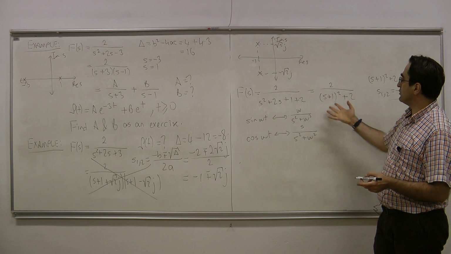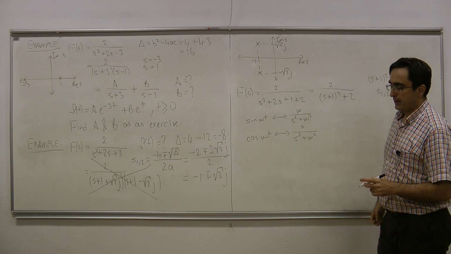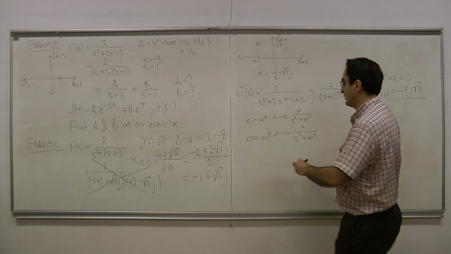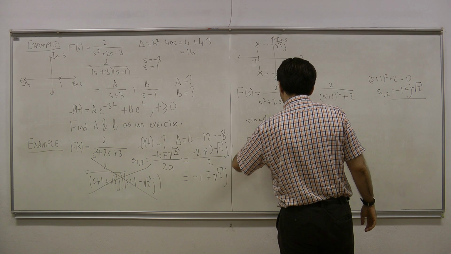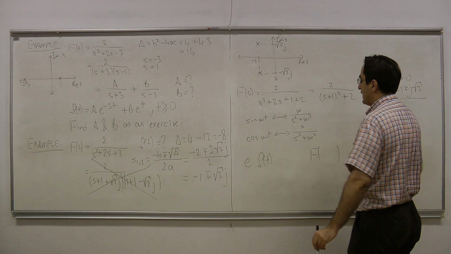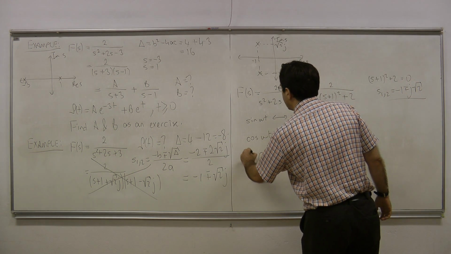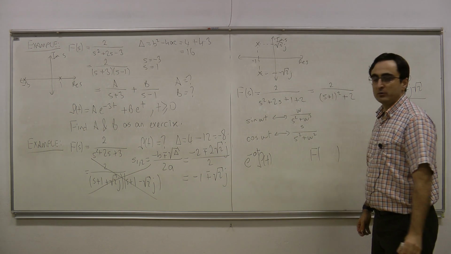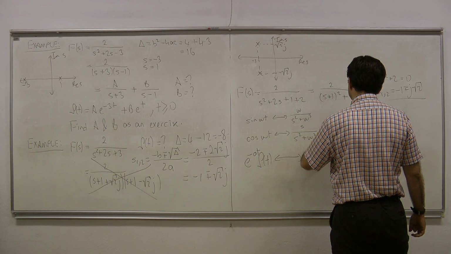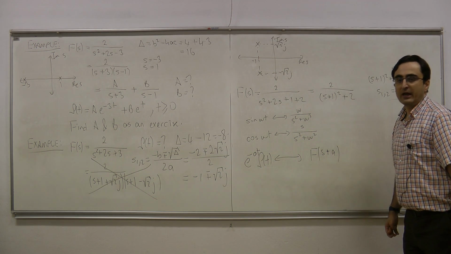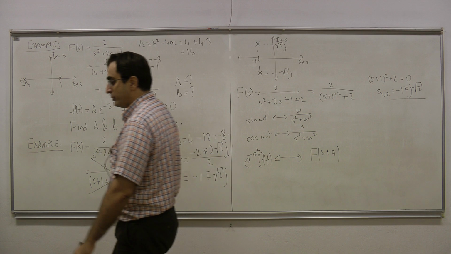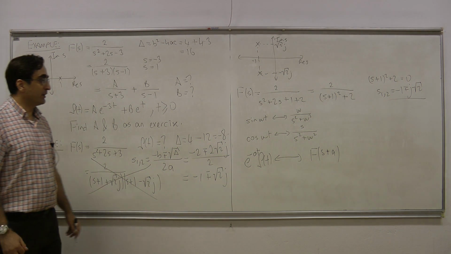So how do I handle such an s plus 1 term? In order to be able to handle that, I will remember one of the properties of the Laplace transformation. If you have a function f of t, and if it has a Laplace transformation F of s, when you multiply that function with e to the minus at, then the Laplace transformation of the new function happens to be F of s plus a. This is the property that we're going to use to be able to take the inverse Laplace transformation here.